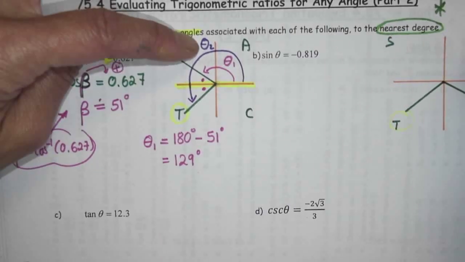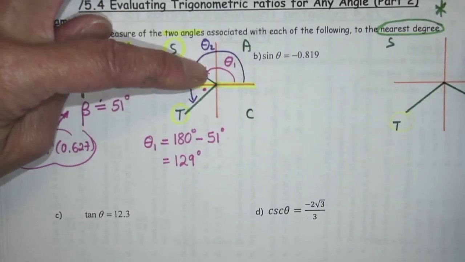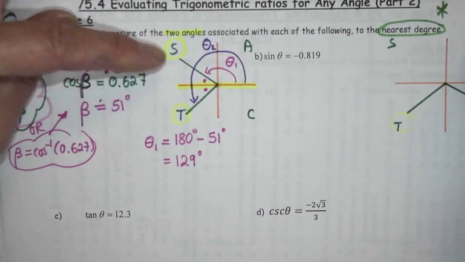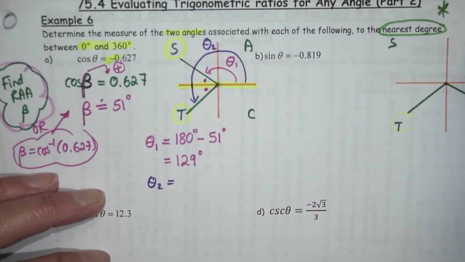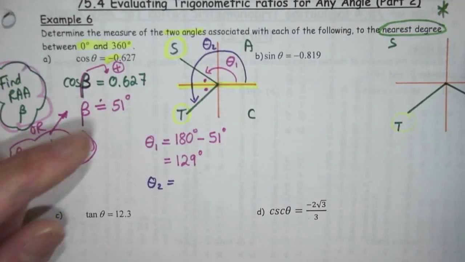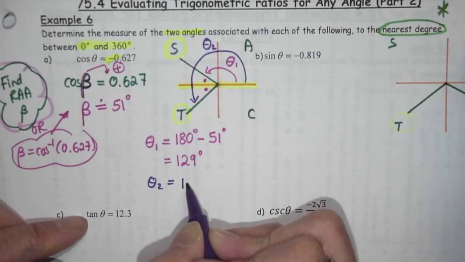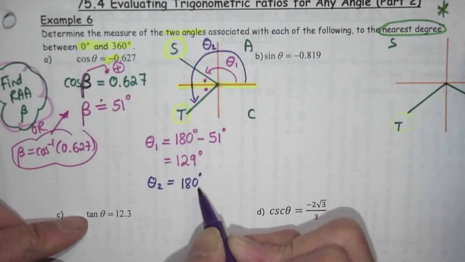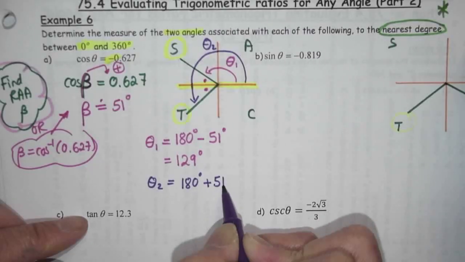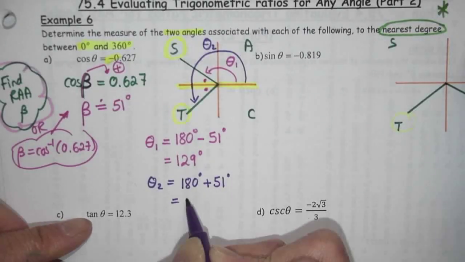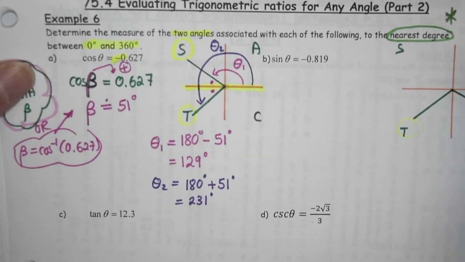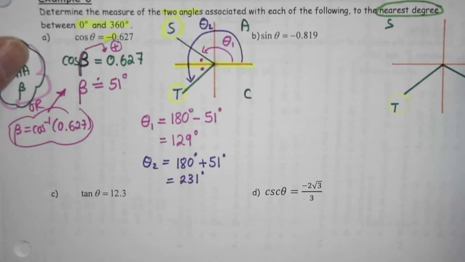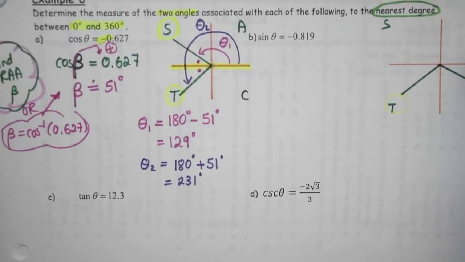You don't have to label the angles on the graph. I just want to see the arms and which quadrants you're in. But this is for your notes, so theta 2. How would I get the full angle, all the way to this arm? 180 plus 51, which equals 231. Does that make sense? So I'm going to get 2 answers, theta 1 and theta 2.